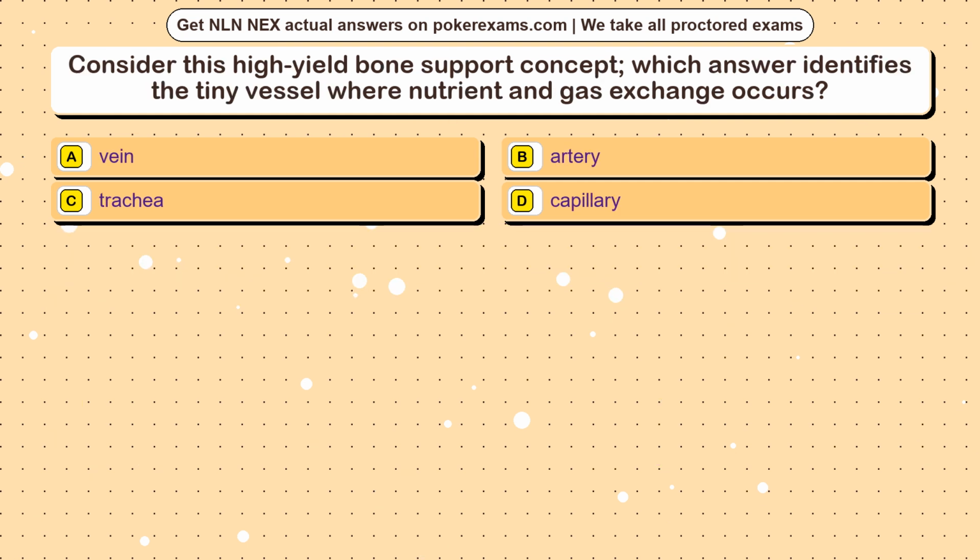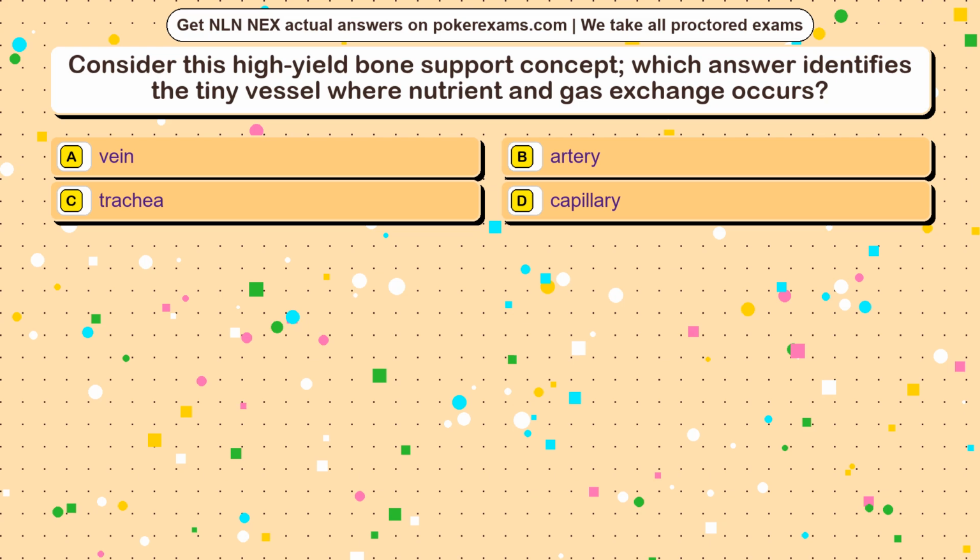Question 18. Consider this high-yield bone support concept. Which answer identifies the tiny vessel where nutrient and gas exchange occurs? Option A, vein. Option B, artery. Option C, trachea. Option D, capillary.